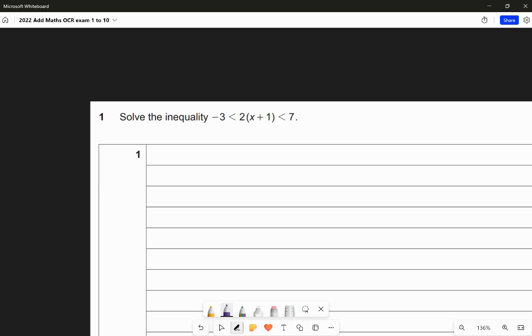I'm going to do this in just 2 steps. So we've got 2 lots of x plus 1. If I halve that, I'm just going to have x plus 1 in the center. Because then instead of 2 lots of x plus 1, I've got 1 lot of x plus 1. So I have to halve the left side and the right side as well. So minus 3 halved is minus 3 halves, or minus 3 over 2, or minus 1.5 if you prefer decimals. I prefer fractions. And 7, if you halve it, is 7 halves, or 3.5.